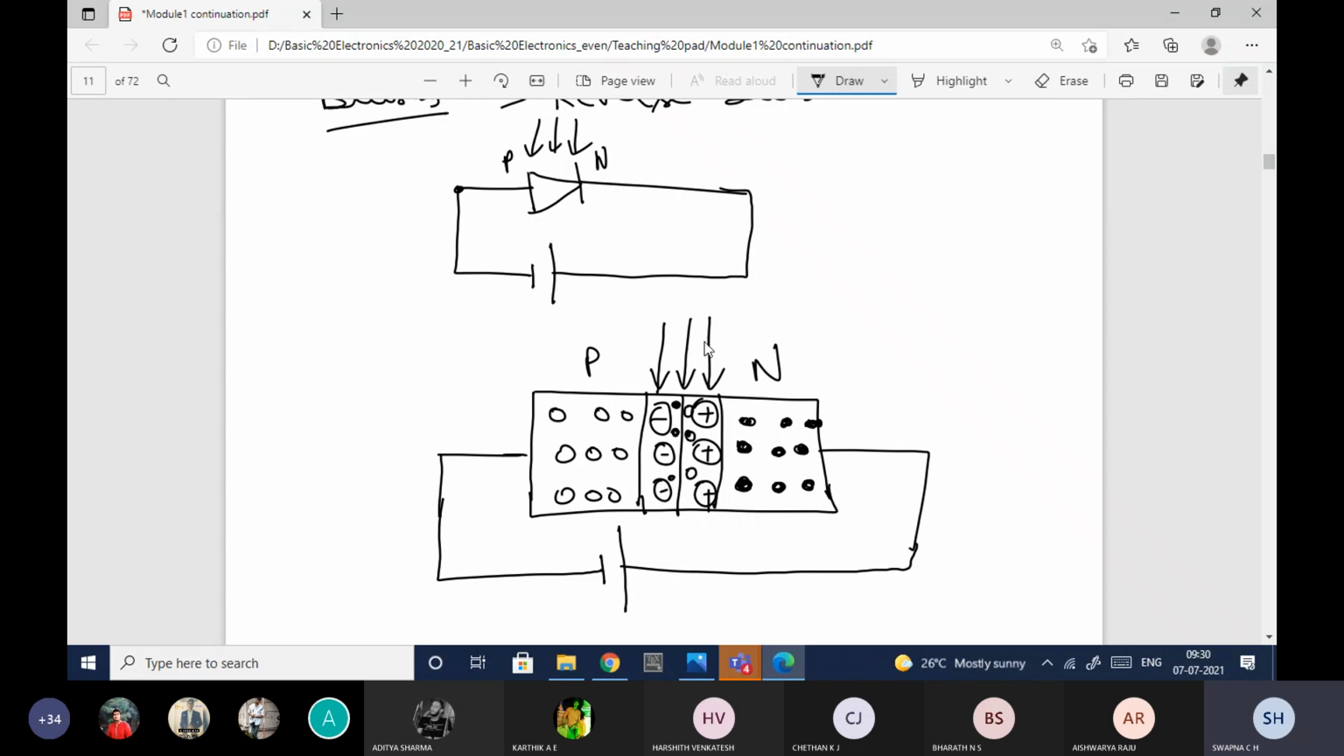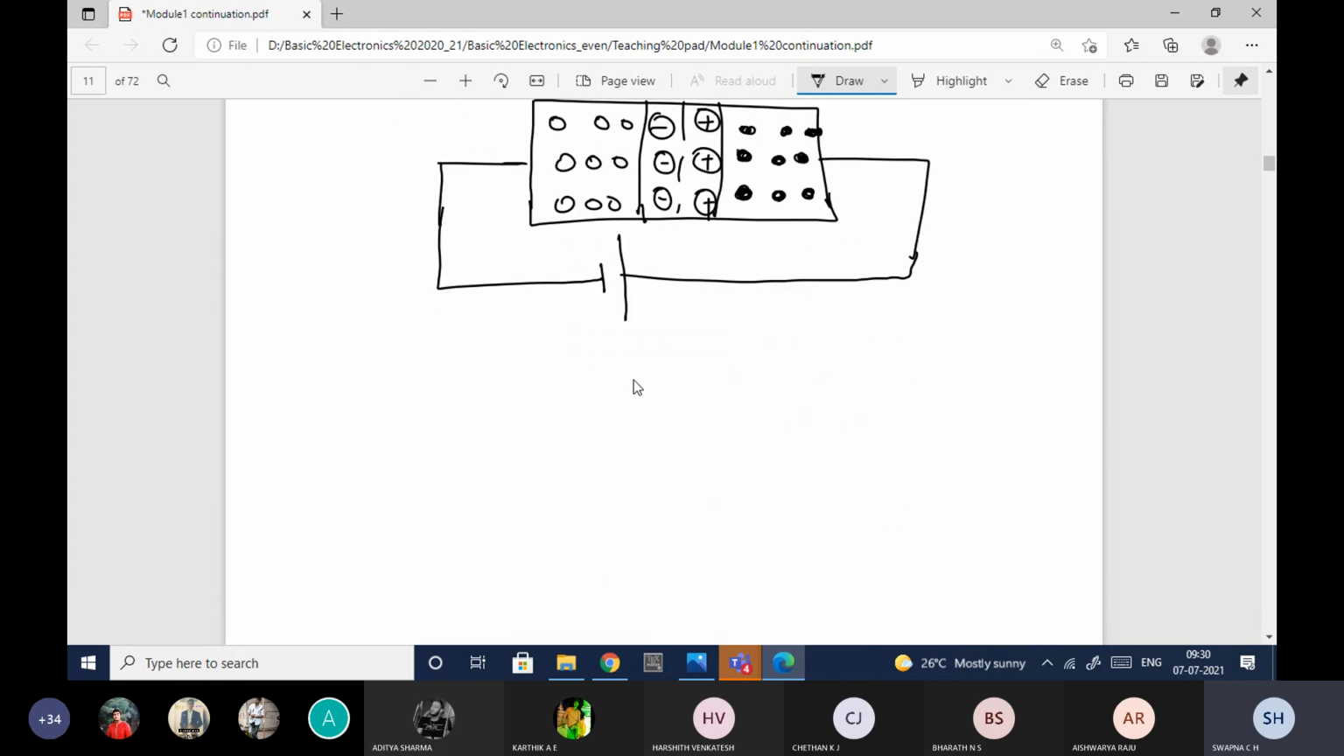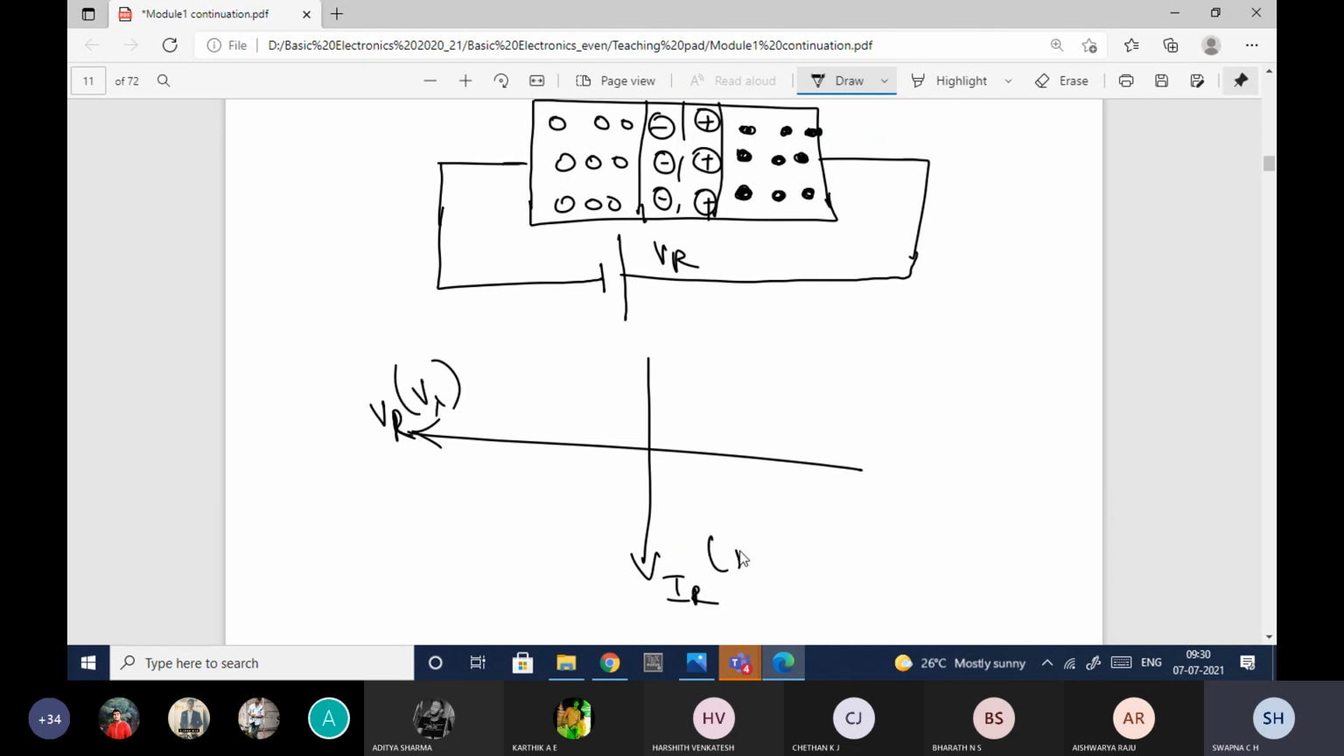Let me consider that I'm not emitting any light. Then it will act as a normal PN junction diode. What happens in the normal PN junction diode when it is reverse biased? This is the reverse voltage, VR, IR, or here in the book they have mentioned it as V lambda, I lambda.